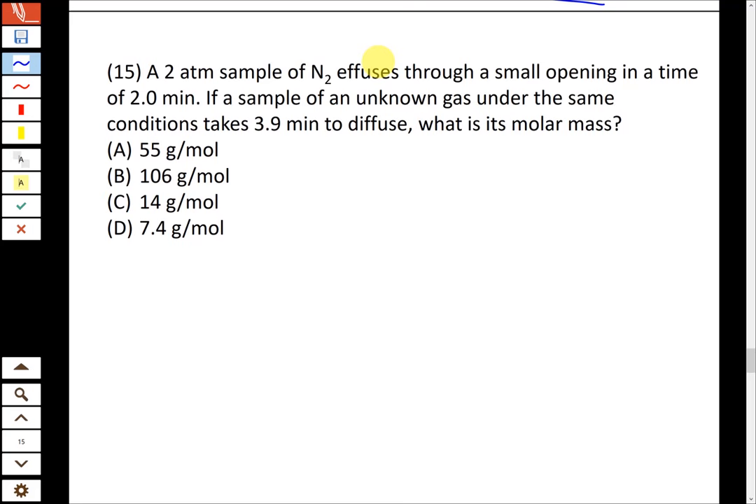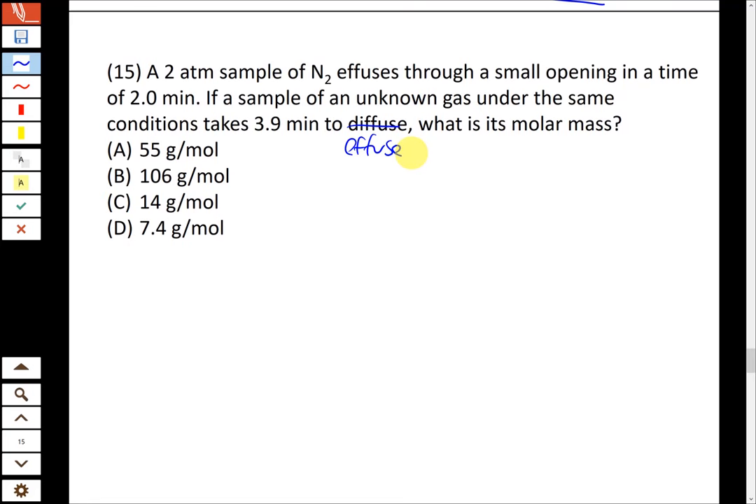But here we're talking about effusion of nitrogen, and we're telling you that it takes 2 minutes to effuse. And then if a sample of an unknown gas under the same conditions takes 3.9 minutes to diffuse, I guess it should be effuse because we're talking about effusion here. Should be the same word. That's just a typo. But what is the molar mass of the gas? So that's what we're asking for here, the molar mass of our unknown gas.